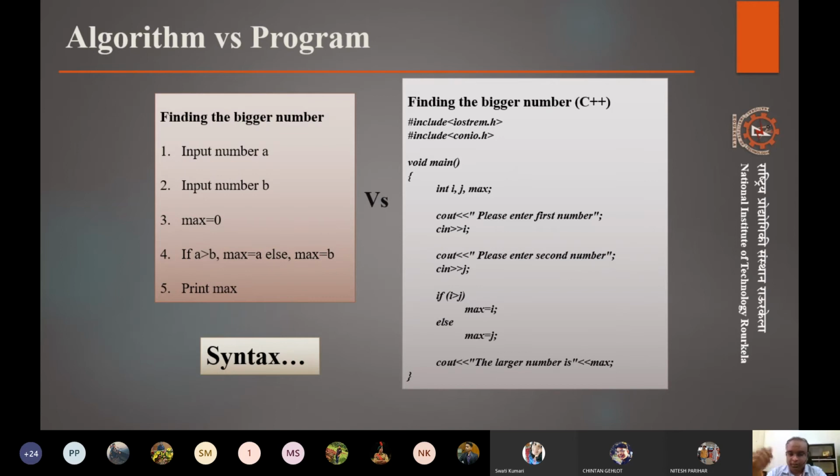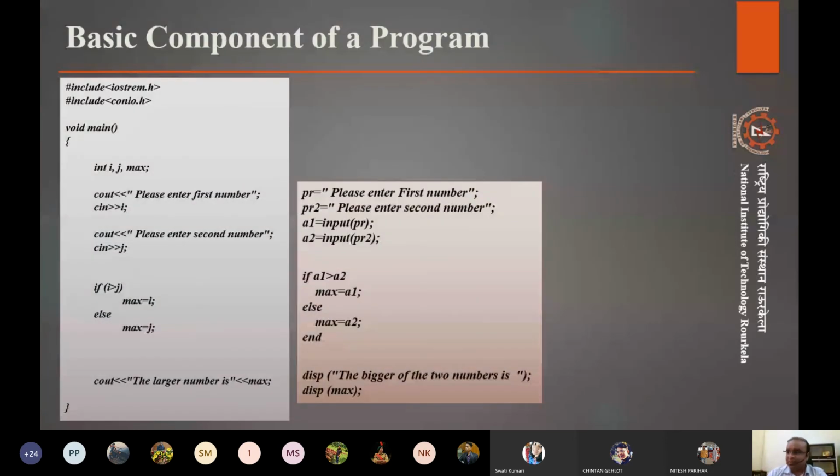For example, on the left is a C++ program we were seeing, and on the right is the MATLAB program. It is MATLAB code doing the same thing, but if you can see clearly, there are very clear syntax differences in how we write it. Now let's see what we can see in this program.